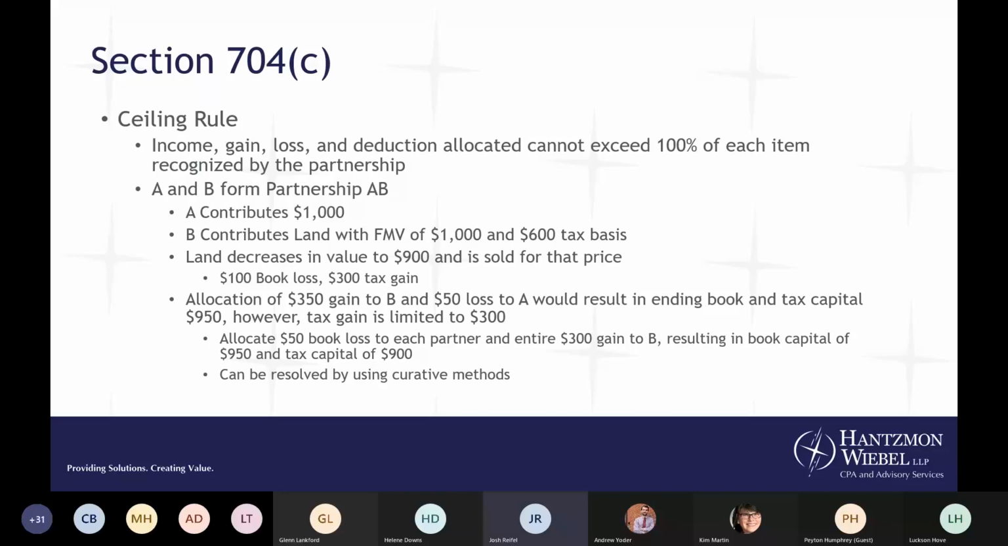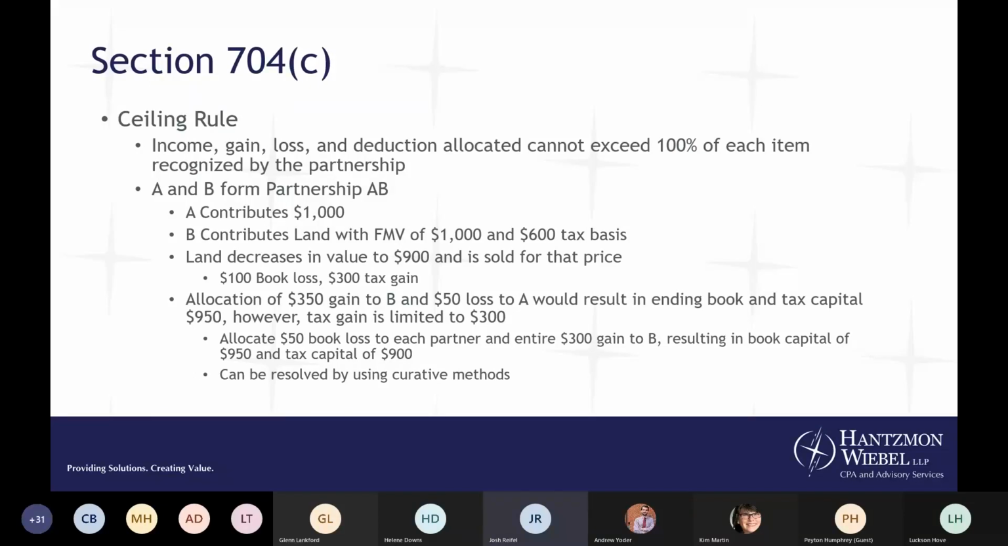So A and B form a partnership, AB. A contributes $1,000 cash, just to clarify, that should be $1,000 cash. And B contributes land with a fair market value of $1,000 and a $600 tax basis. So far, we're in a similar situation to the last example, different numbers, but basically there's a $400 pre-contribution gain that if the land was sold immediately for fair market value, B would be allocated the $400 tax gain.